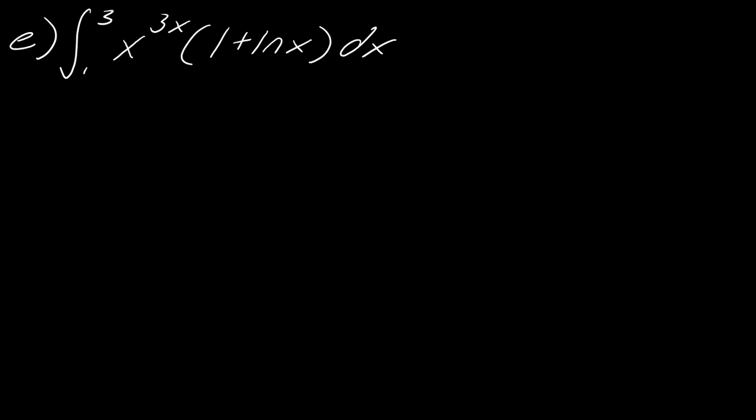So moving on to e here, I've got x to the 3x times 1 plus the natural log of x dx. This one is pretty tricky, actually, and it's a little bit surprising. I think this might be one of the first instances where you see something surprising that happens with substitution. So I have to use substitution here, and my best guess, just to start, would be to make my u equal this x to the 3x.